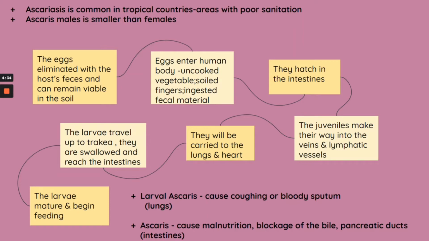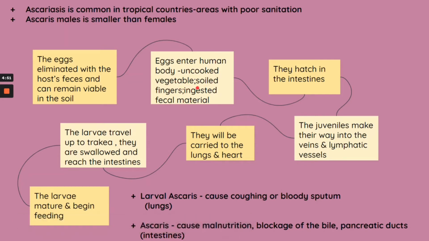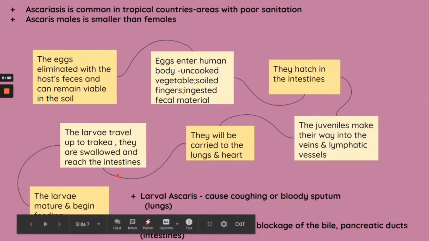So the egg is eliminated with the host feces and can remain viable in the soil for many months. So how does the egg enter a human body? So egg enters a human body through uncooked vegetable, soil, finger, or ingested fecal material. So after they enter the human body, they will hatch in the intestines, and the juveniles make their way into the vein and lymphatic vessels. So they will be carried to the lung and heart. So the larvae travel up to the trachea and they are swallowed and reach the intestines. So the larvae mature and begin feeding.